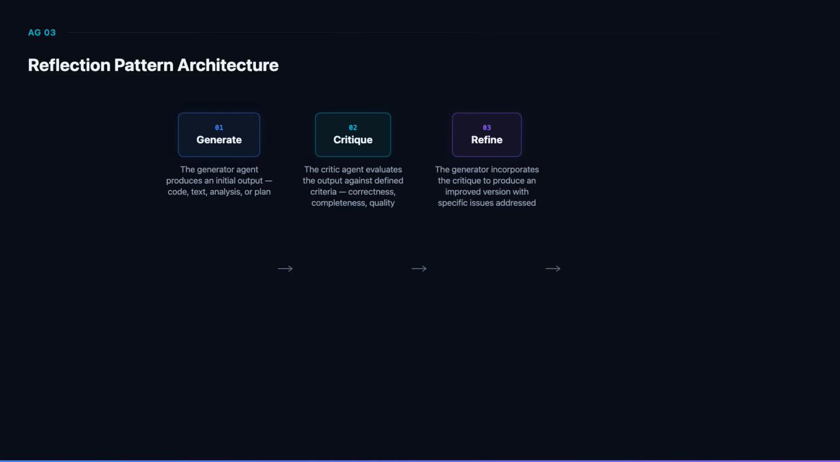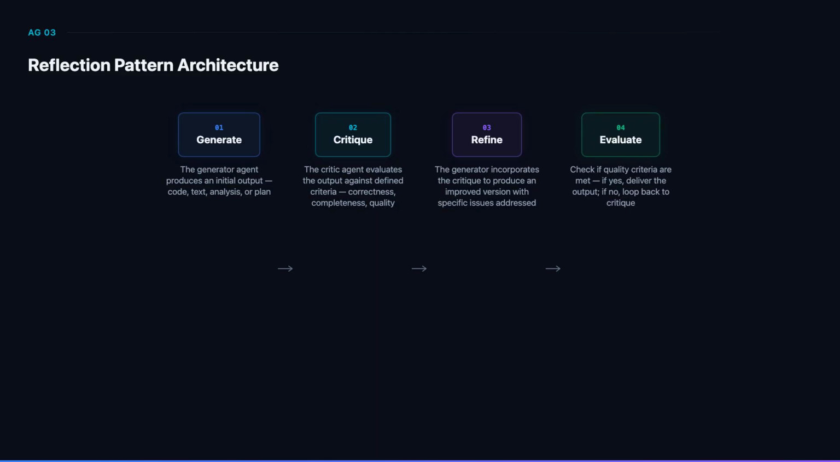The generator receives the critique and produces an improved version that addresses the specific issues identified. This is not starting over. It is targeted improvement based on concrete feedback. Each refinement cycle typically produces measurably better output. The course demonstrates how 3 reflection cycles improved code correctness from 65% to 92% in benchmarks.